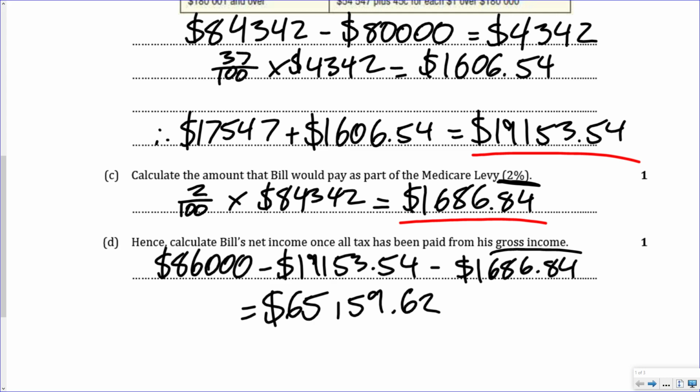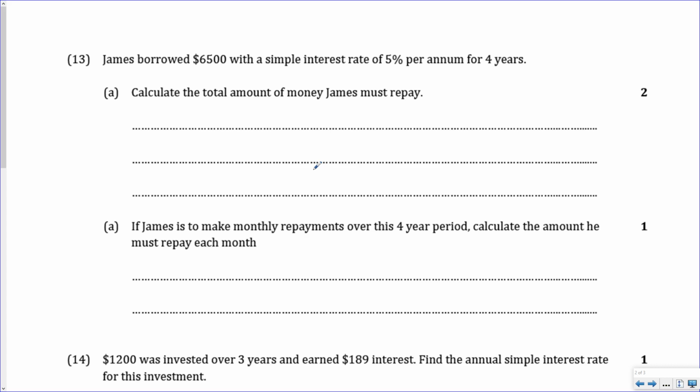Alright, so going into the next page now, we see that James borrowed $6,500 with simple interest rate of 5% per annum for 4 years. So what we first want to do is calculate the total amount that he must repay. What we need to be careful about here, well, let's first of all identify the key pieces of information. We have that, that's our principal. We have that, which is our rate. And we have that, which is our number of years. Okay? What we want to do is find the total amount.